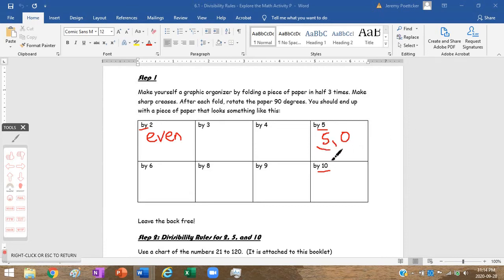And then finally divisible by 10. You could say this a couple different ways. You could say it's even and ends with a 5 or a 0, but if it ends with a 5, it's not even. So ends in a 0.